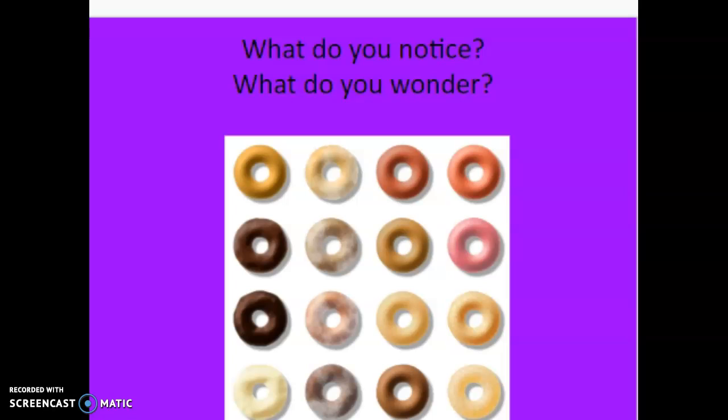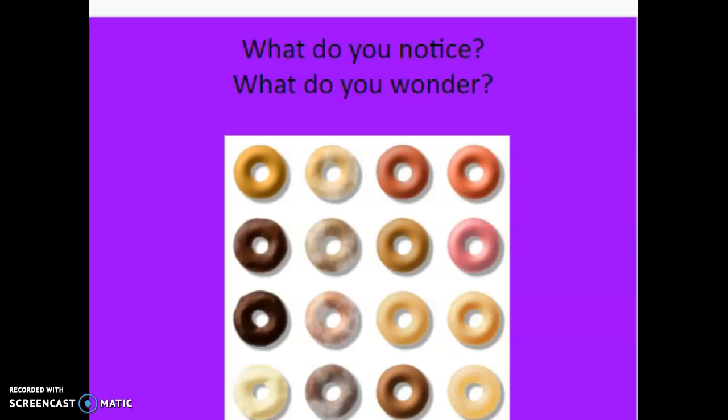Again, I noticed all the different colors, wondering what the flavors were of these donuts. So there's all kinds of things I noticed. And then I start wondering, how many donuts are there altogether? How many chocolate are there? I just had all kinds of questions here. So hopefully you came up with some good questions and some good things that you noticed about them. So let's just jump right in and start thinking mathematically.